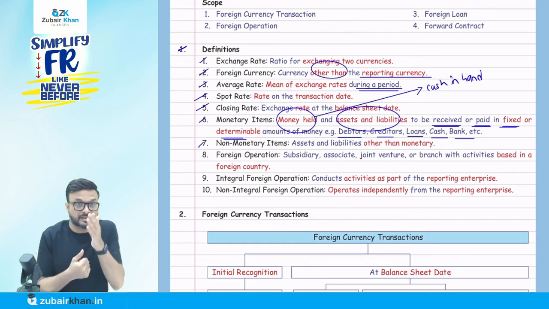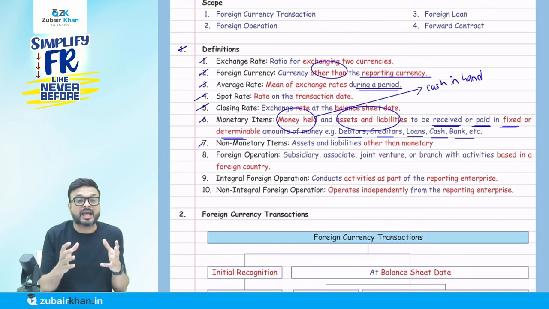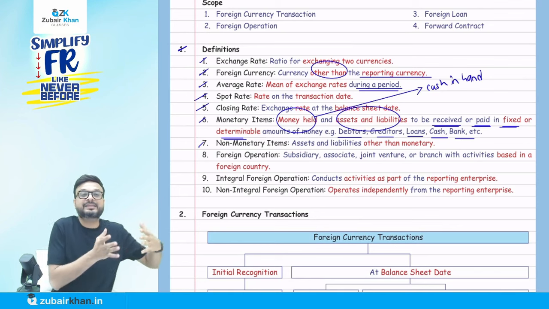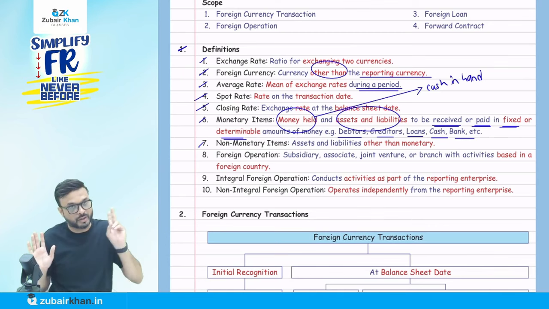Non-monetary item means, your 7th point here, asset and liability other than monetary. So anything which is not monetary will be considered as what? A non-monetary. You got the point here?